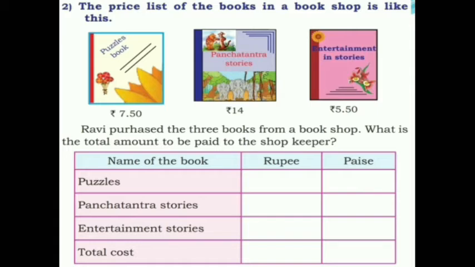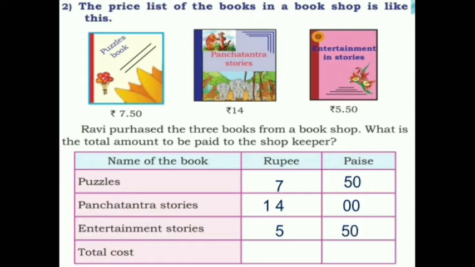First we should write the cost of puzzles book. What is the cost of puzzles book? Yes, 7 rupees 50 paise. Next we should write cost of Panchatantra stories book. What is the cost of Panchatantra stories book? Yes, 14 rupees. Next we should write cost of entertainment story books. What is the cost of entertainment in story books? Yes, 5 rupees 50 paise.